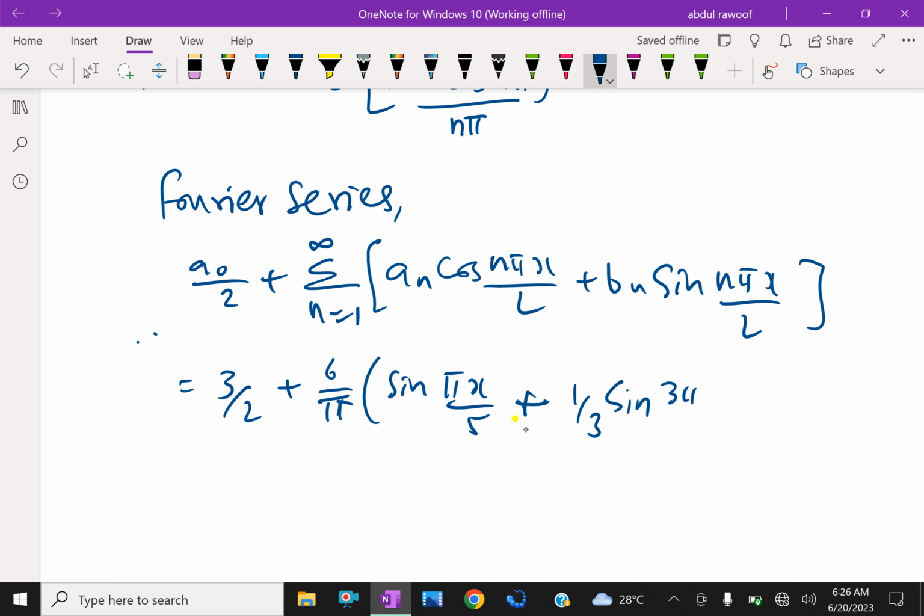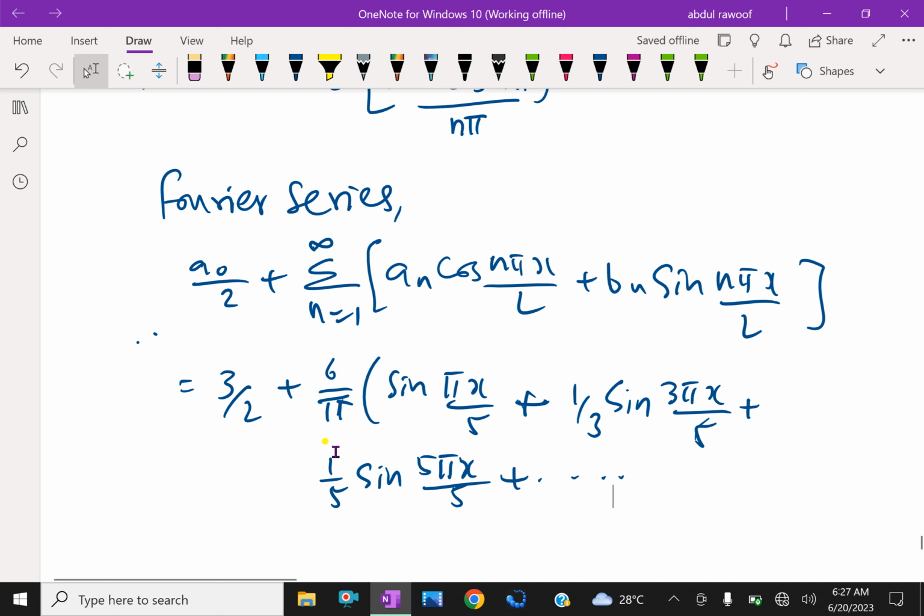sine 3 pi x over 5 plus, continuing, 1 over 5 sine 5 pi x over 5, and it continues. So after applying an, bn and a0, finally we have the series.